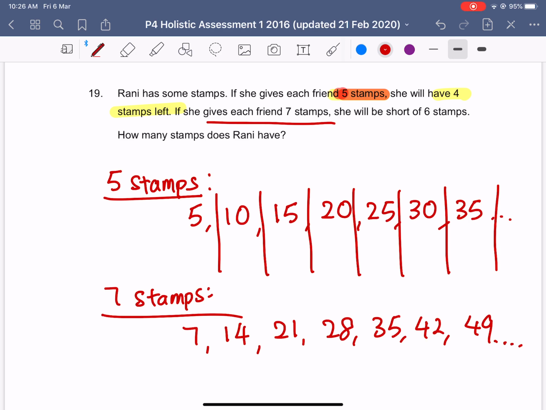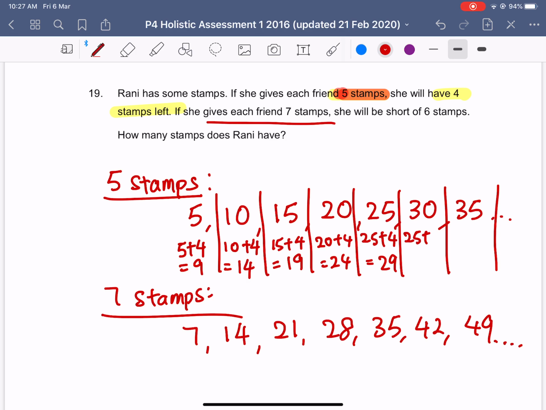So in actual fact, she is supposed to have 5 plus 4, which is 9 stamps. Because if she has 9 stamps and gives away 5, she has 4 left. Same here. If she gave away 10 stamps because there are 2 friends, she's supposed to have 14 stamps at the start. If she gave away 15 stamps, at the beginning she was supposed to have 19 stamps. The pattern continues like that. She will always end up with a remainder of 4, so at first she was supposed to have all these numbers of stamps. I can continue.